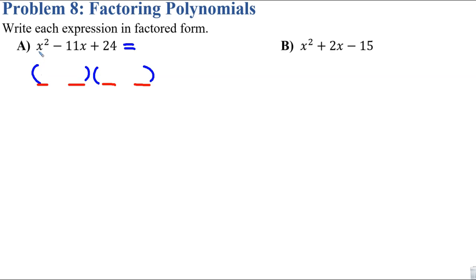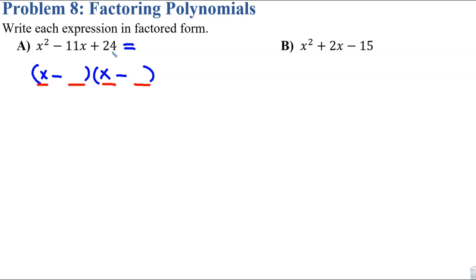Now, to get the x squared, that's going to come from multiplying the first terms together. And the only way to get an x squared nicely is just to multiply x by x. So I know I've got that right off the bat. And then the 24 is going to come from the last terms being multiplied together, and the negative 11x would come from the outer and the inner added. If I want to multiply to a positive number but add to a negative, I know the sign for both these last terms is going to have to be negative.